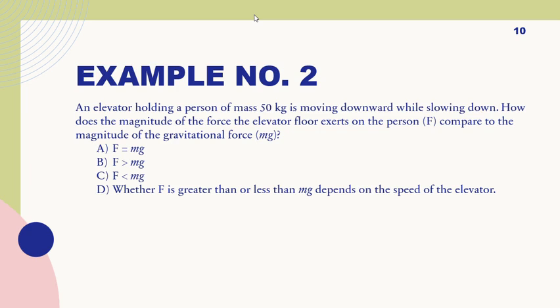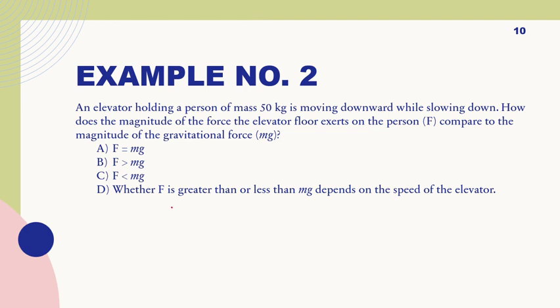Example number 2. An elevator is holding a person of mass 50 kilograms, and it's moving downward while slowing down. How does the magnitude of the force the elevator floor exerts on the person, which we'll call F, compare to the magnitude of the gravitational force, which is mg? Well, as we discussed in the last problem, speed and velocity have nothing to do with force, so we can automatically rule out option D.